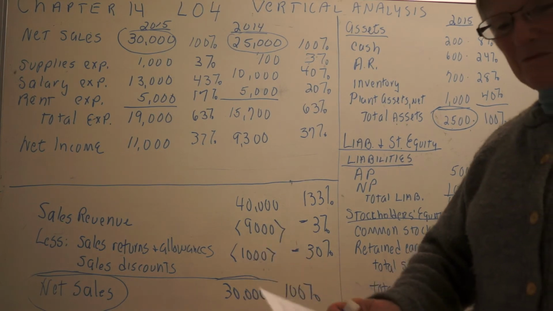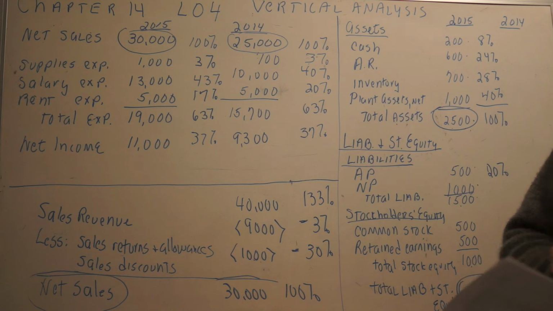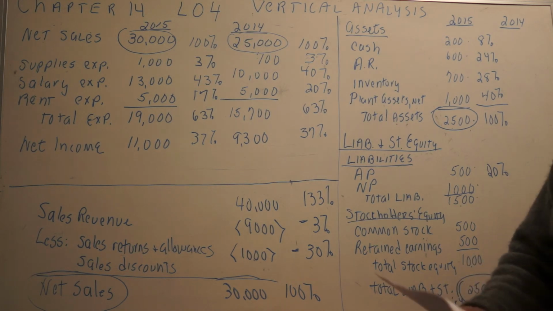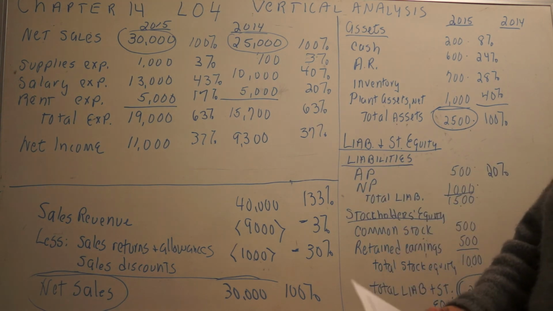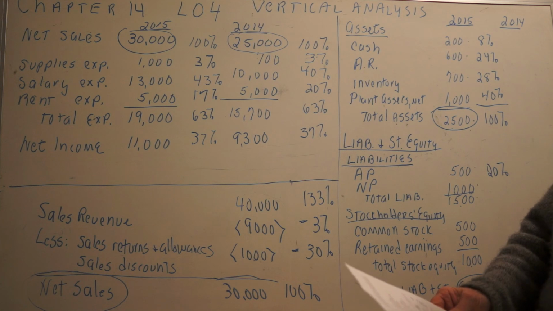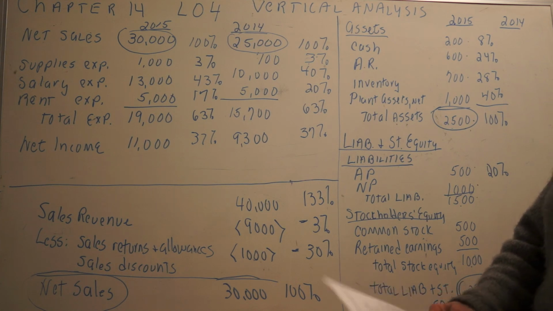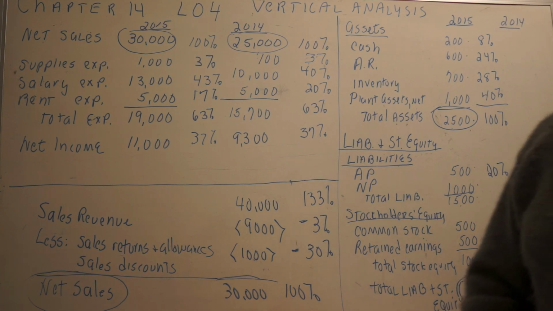So that's mechanically how the vertical analysis works for both the income statement and the balance sheet. Just keep in mind it's net sales that's 100% on the income statement, and total assets on the balance sheet. Okay, so then I'll go on and do some examples of these and maybe they'll start to make more sense.